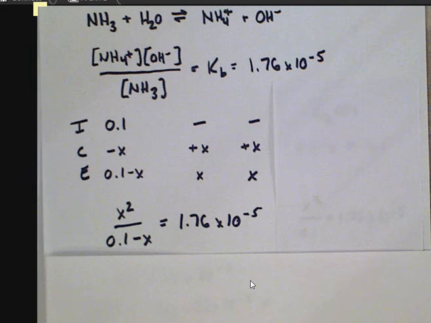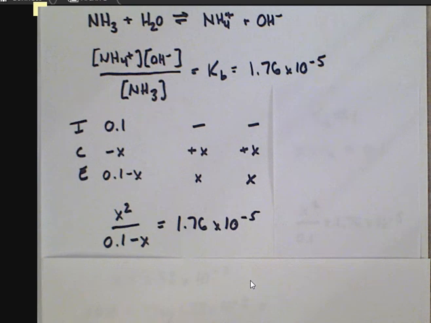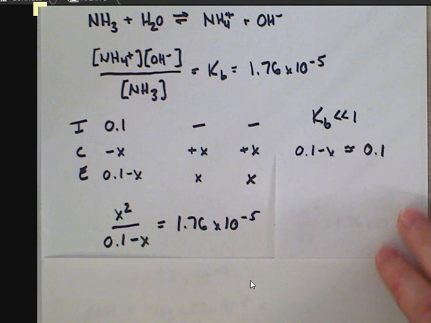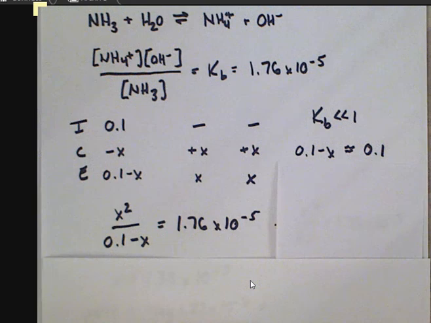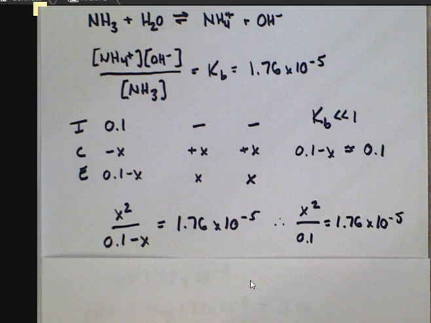Okay? And again, recognize that we're going to end up with a quadratic. We don't want a quadratic. It's difficult to solve, it takes a lot of time, and the reality is this is not going to ionize to a very significant extent. Again, Kb is much, much less than 1, and so 0.1 minus x is really essentially equal to 0.1. That's the assumption that we're going to make. And so that makes our equilibrium expression look a little more like this. We've got x squared over 0.1 equals 1.76 times 10 to the negative fifth.